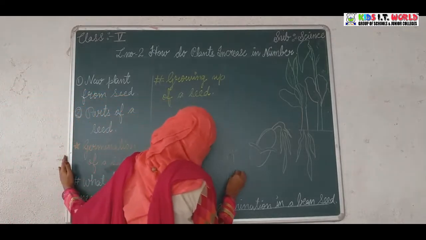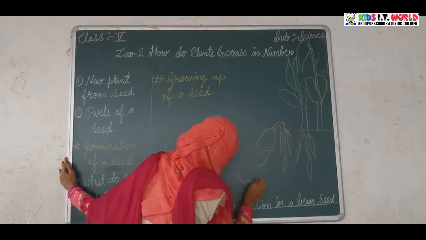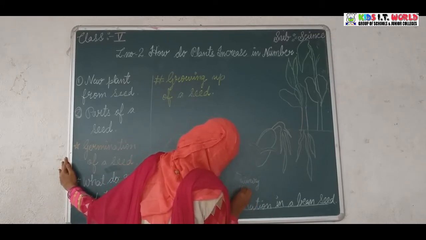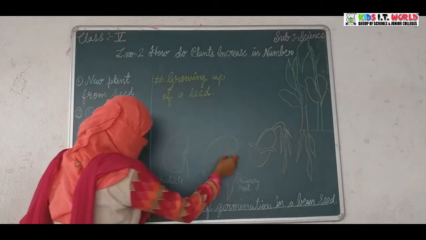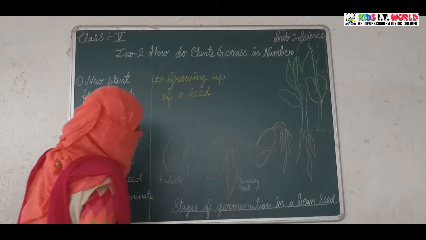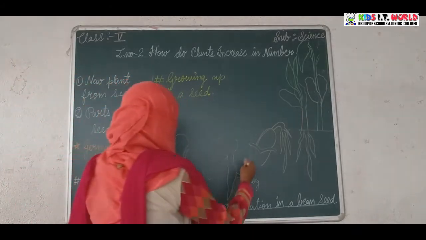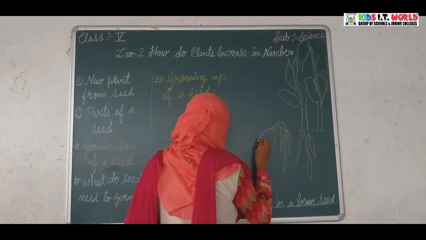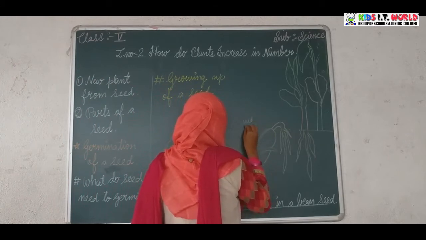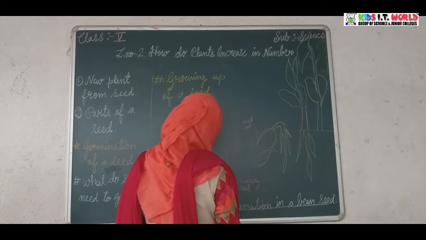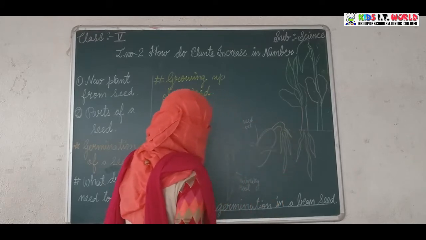This is called a primary root. Here the radicle comes out, then it grows and it is called a primary root. Same in the next picture, the seed coat will open. This is the seed coat. After this the seed coat will open and the roots will grow.